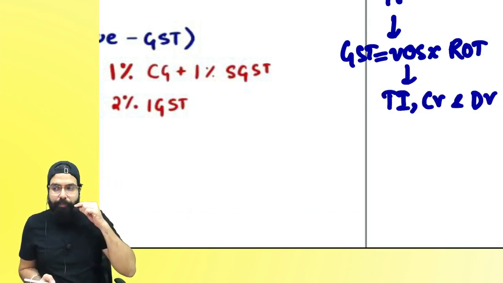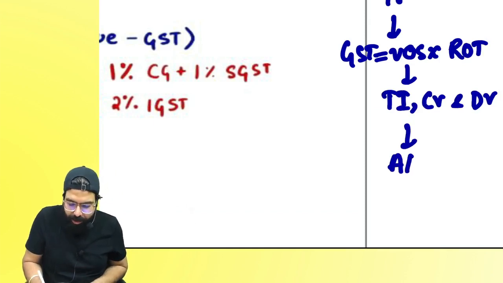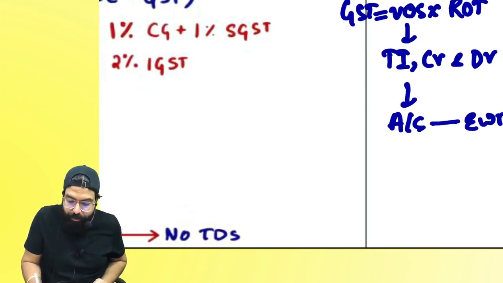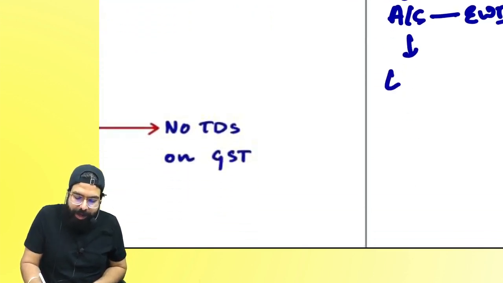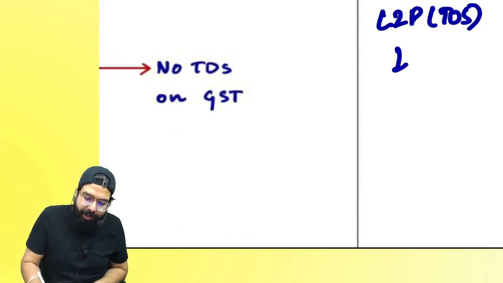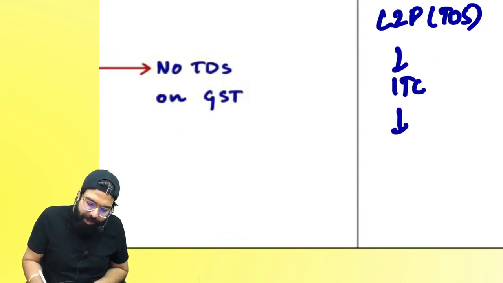Now what will you do? You will maintain your accounts and you will send the goods to the other person with the help of an e-way bill. Now, the liability to pay will come. It comes at the time of supply. You will use your input tax credit. The remaining amount you will pay.